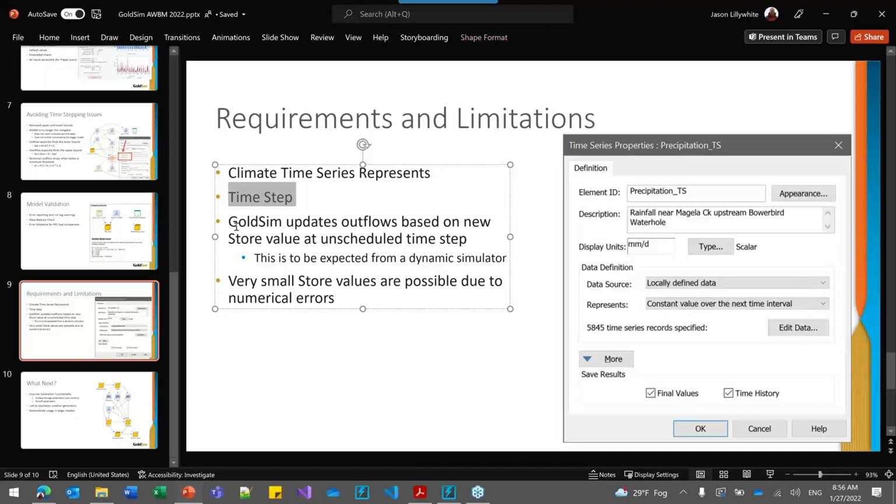Also keep in mind that GoldSim updates its outflows based on the current store value at any point in time, even if it's an unscheduled update. That is different from the way most hydrologic software tools out there work. Typically, they have a scheduled time point and nothing more. So that is going to be a difference. It's also possible that you will see very small store values in the surface stores just from numerical error, but this should not impact your final results.